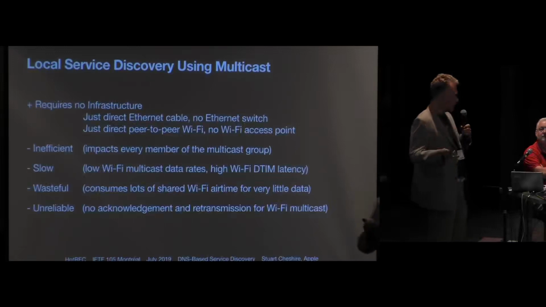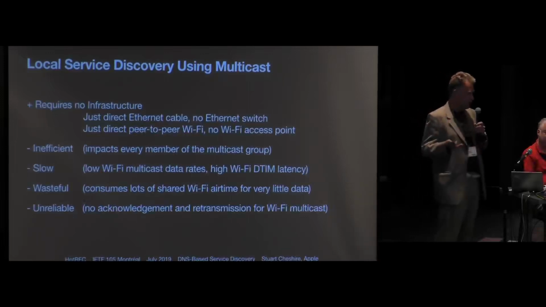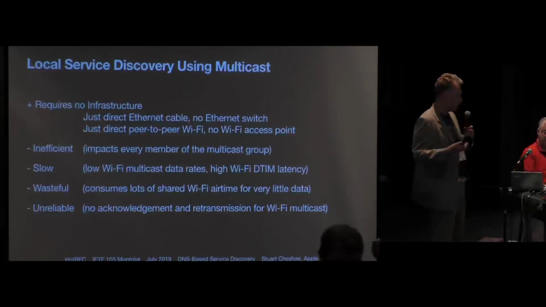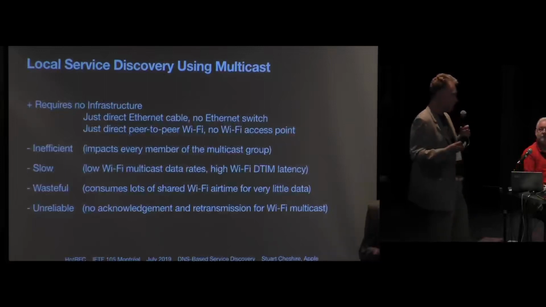It's slow on Wi-Fi because multicast is sent at a low rate, and multicasts are batched with the beacon, so there's high latency. It's wasteful of shared wireless spectrum, and it's unreliable because it's not acknowledged, so you have to retransmit, which makes it even more wasteful of that precious wireless spectrum with these slow transmissions.